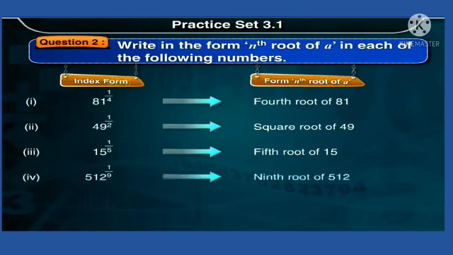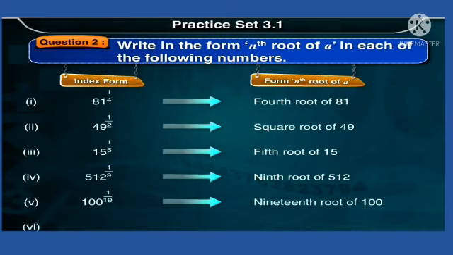512 raised to 1 upon 9 is written as ninth root of 512. 5. 100 raised to 1 upon 19. This can be written as 19th root of 100.